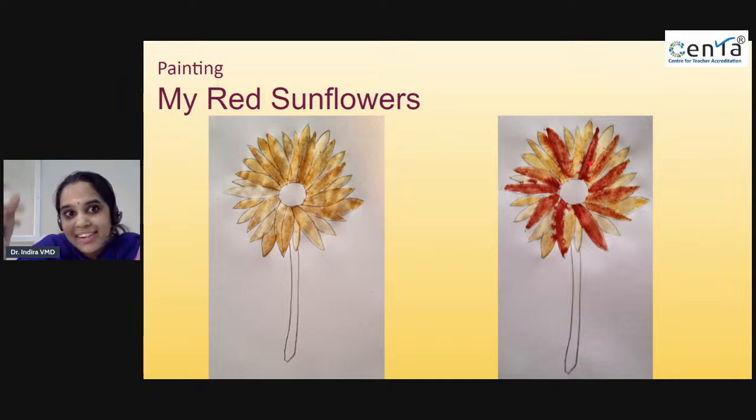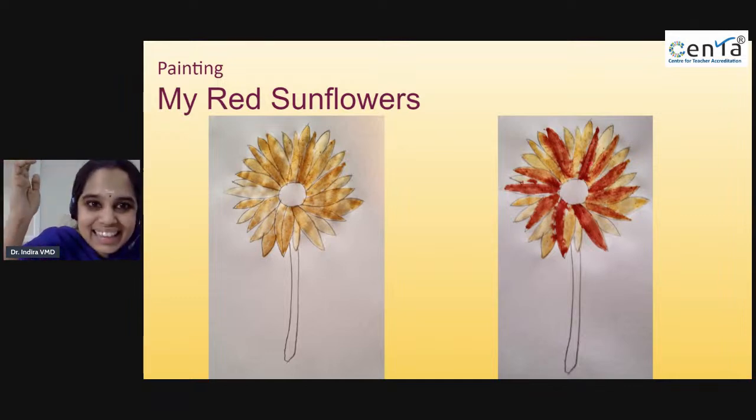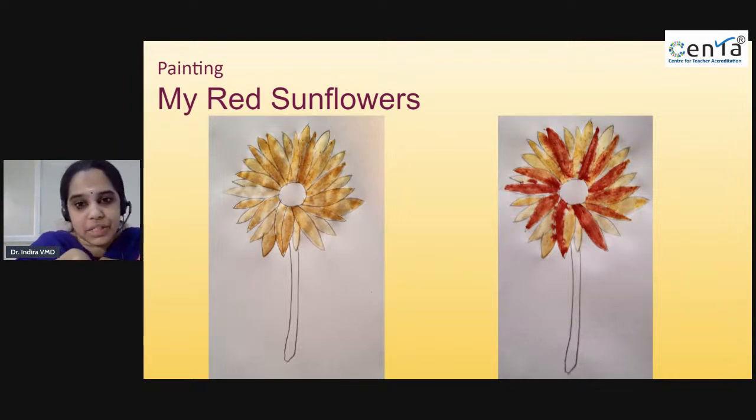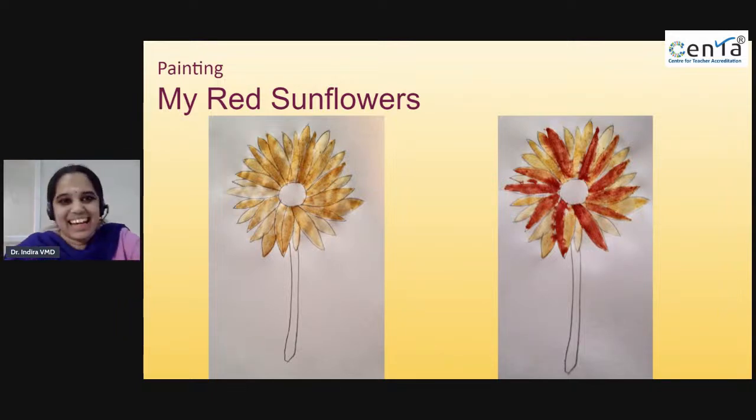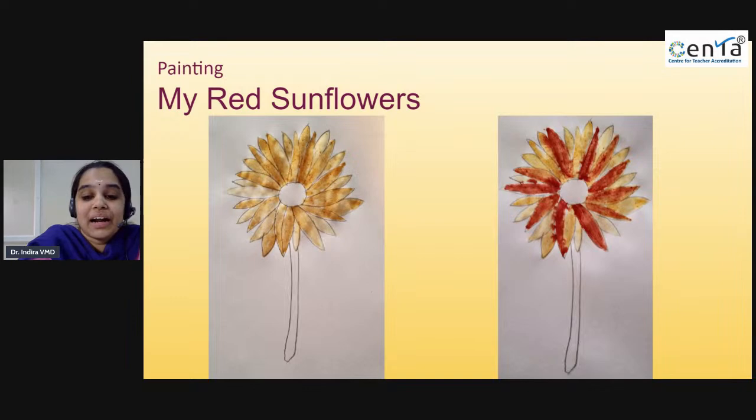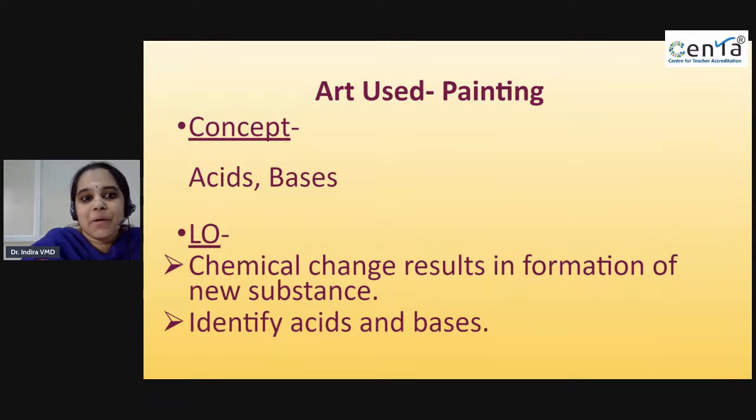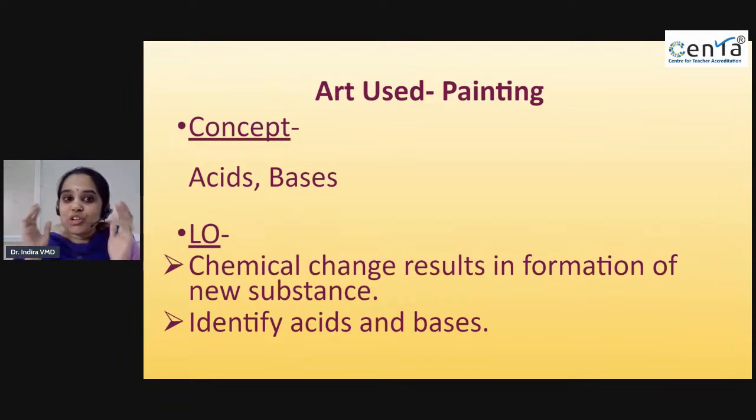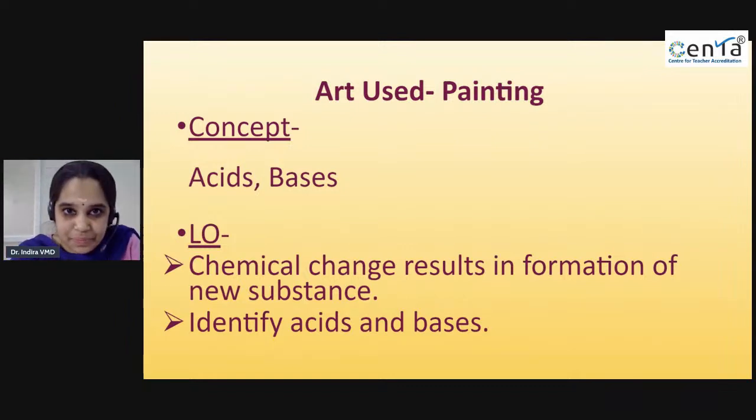So when we painted it with detergent, it was the acid base test that came in. And then one of my very beloved students made one more discovery. She painted some of the petals with lemon juice. So it changed back to yellow color. This is one very, very effective teaching strategy to show that chemical changes result in formation of a new substance. It's also another effective strategy to help children identify acids from the bases.